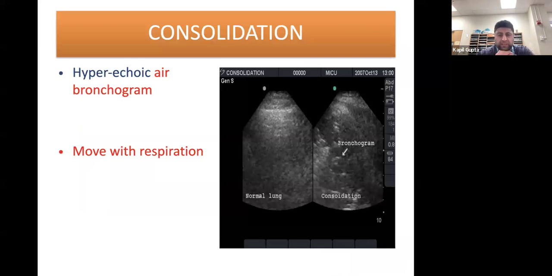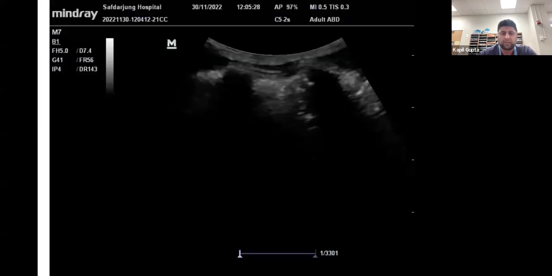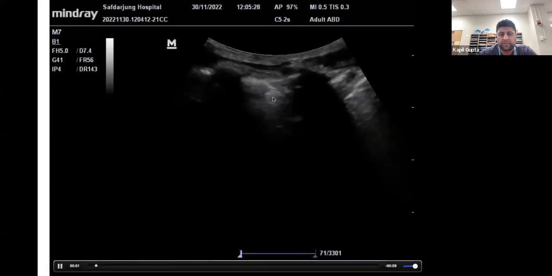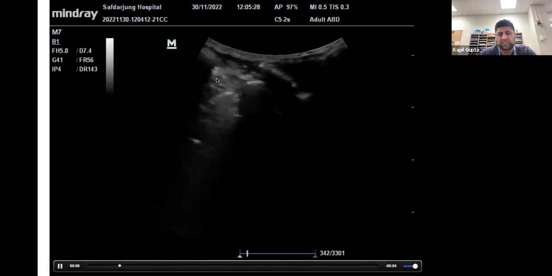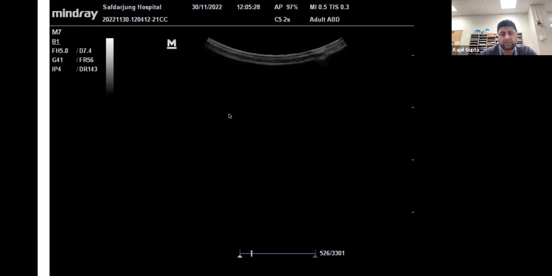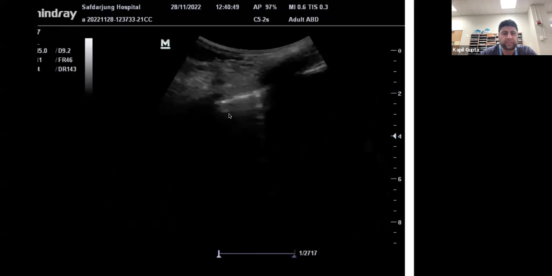Now, consolidation is another important diagnosis we can make. As in chest X-rays, when we do lung ultrasound, you will see hyperechoic air bronchograms that move with respiration. This is present in the early phase, that is stage 1 of consolidation. This is one of my patients in the ICU. If you see here and here, there are some air bronchograms just below the pleura. So that was the early stage of consolidation, and we looked at the antibiotics after seeing that.